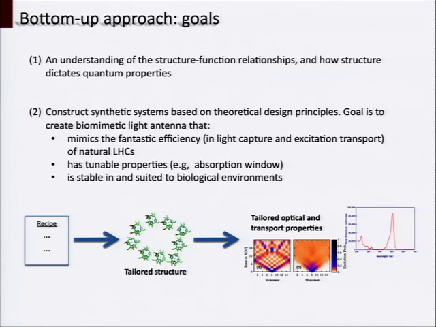Can we tune the absorption of these light-harvesting systems by just changing the structure, by engineering it, not only changing the pigments? And also we want structures that are suitable to biological environments. And obviously there are applications to this, maybe light sensors, also photovoltaic applications.